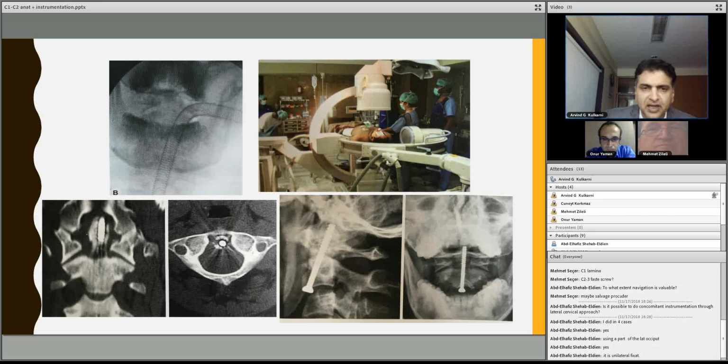So this is the kind of purchase one should get. If you see here, the tip of the screw has taken purchase in the distal cortex and it's absolutely in the center. This was one of my first cases.